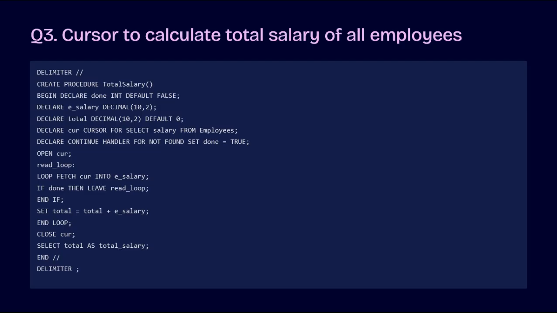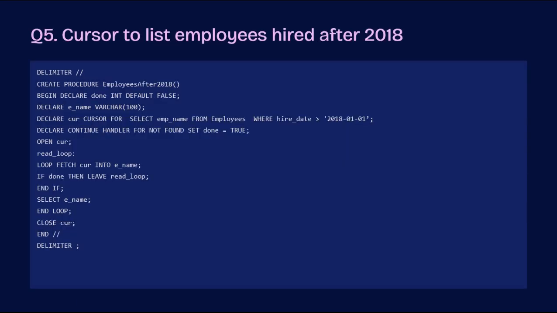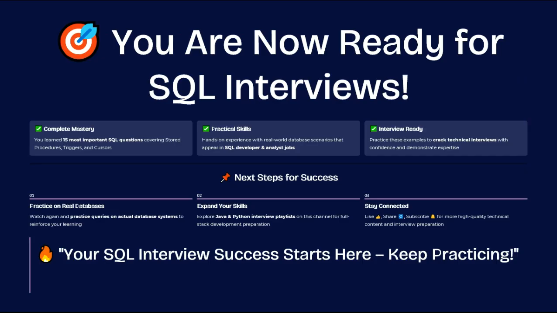Third one is a cursor to calculate the total salary of all employees. Fourth one is a cursor to copy employees into a backup table. And this is one of the most important cursors. And the fifth one is a cursor to list employees hired after 2018. So you are now ready for SQL interviews.